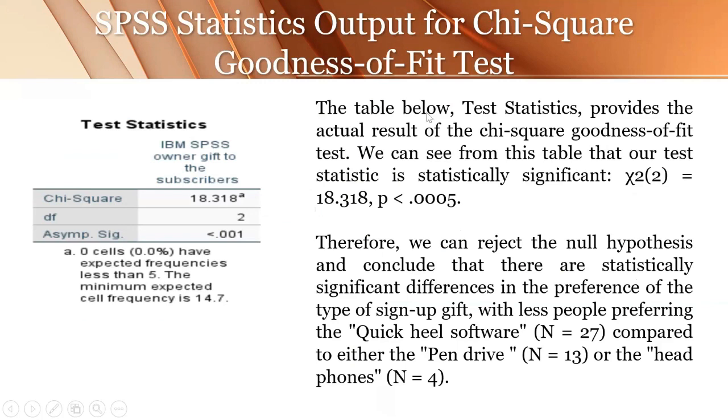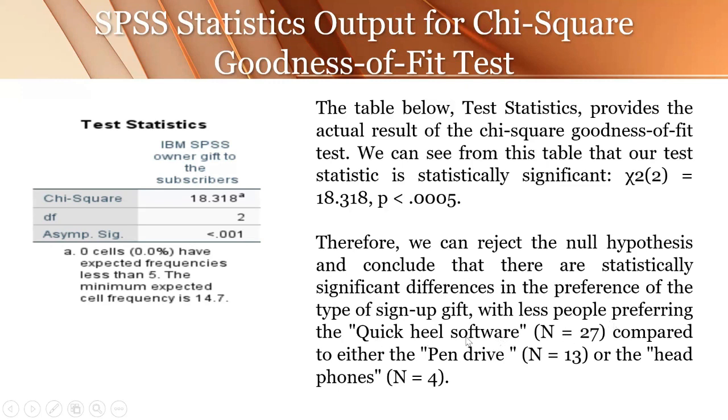Test statistics. The table below provides the actual result of the Chi-square goodness of fit test. We can see from this table that our test statistic is statistically significant. Our p-value is less than 0.05, so there is a statistically significant difference. Therefore, we can reject the null hypothesis and conclude that there are significant differences among the preferences of subscribers, those who opted for a particular gift.